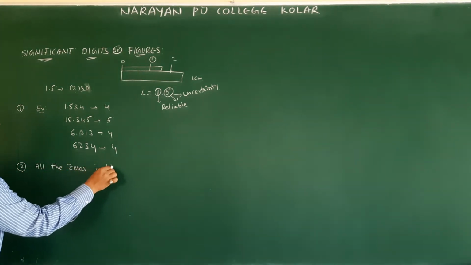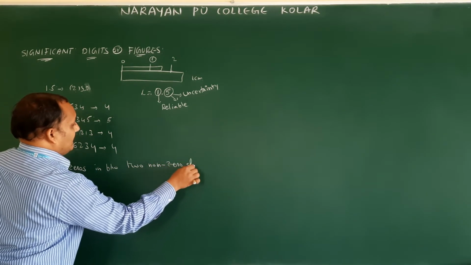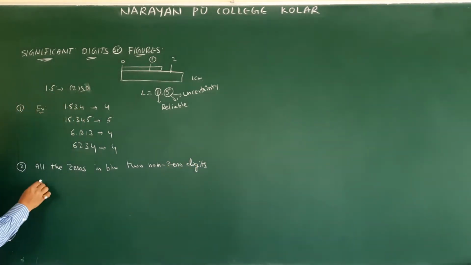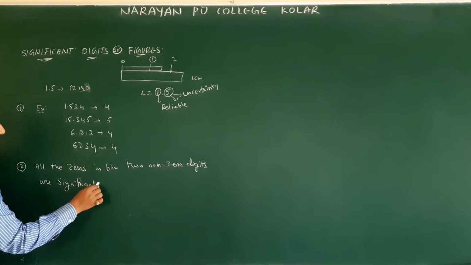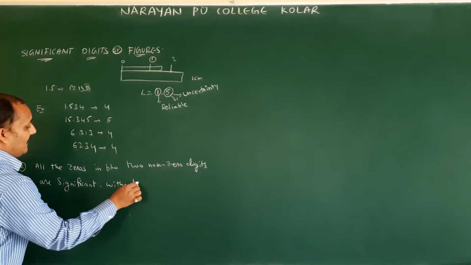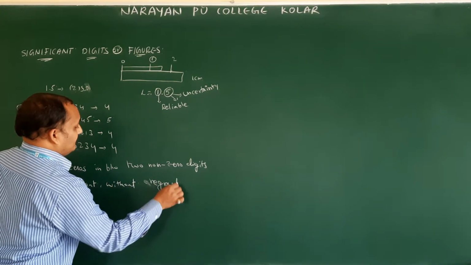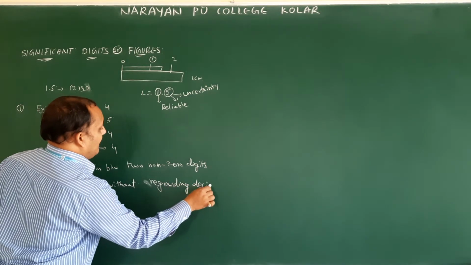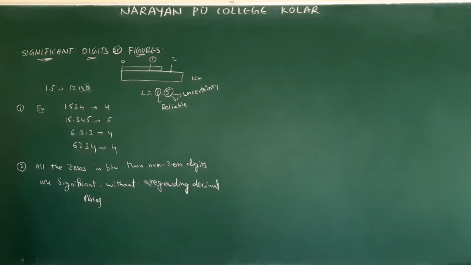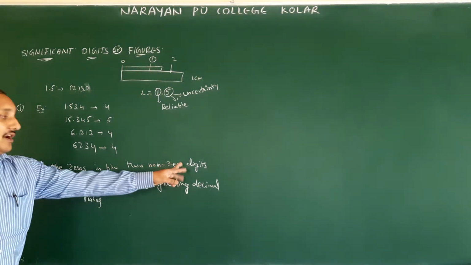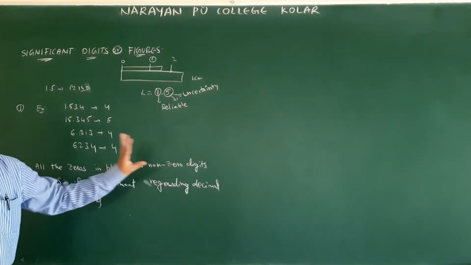So the zeros in between two non-zero digits are significant without regarding decimal places. So all the zeros in between two non-zero digits are significant without any decimal place. What does it mean? This is the rule.